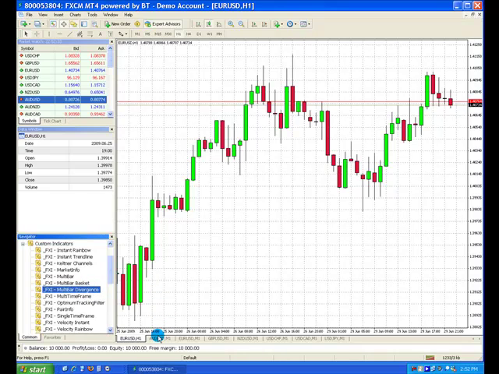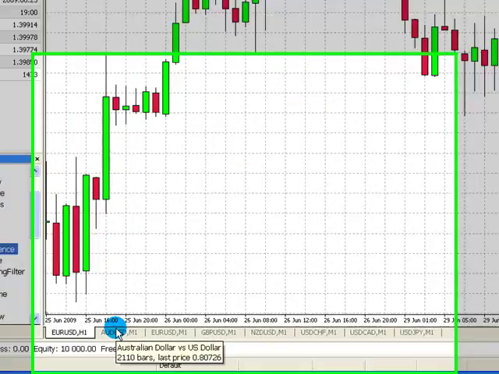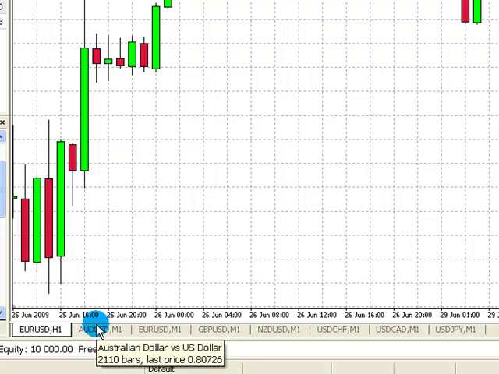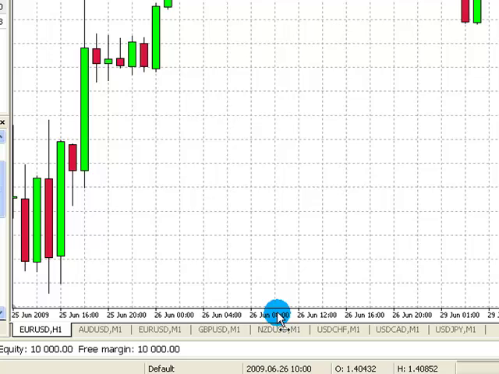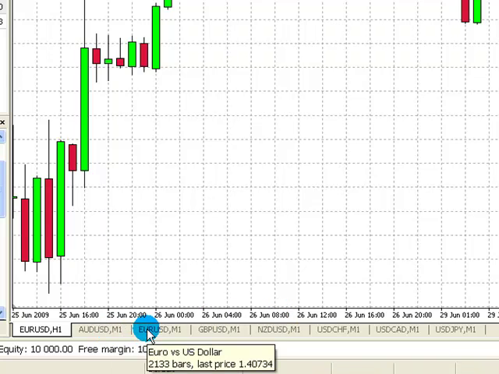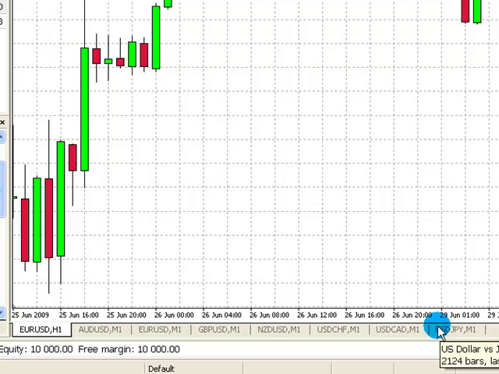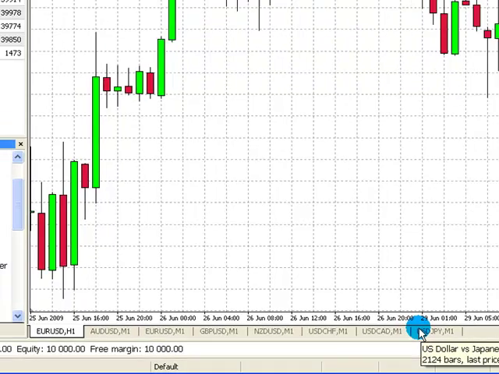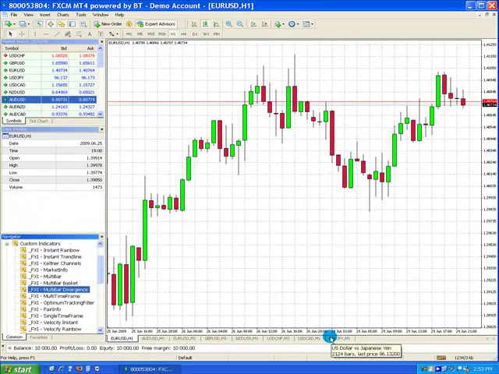The first is that for all of our internal indicators such as MultiBar Divergence, we need the 1 minute data for all of the major currencies loaded. To do that, you need to open up a chart for the Aussie dollar, the euro dollar, the pound dollar, the New Zealand dollar, the dollar Swiss, the dollar CAD, and the dollar yen, and make sure that all of them have 1 minute data loaded so that they're M1 charts.